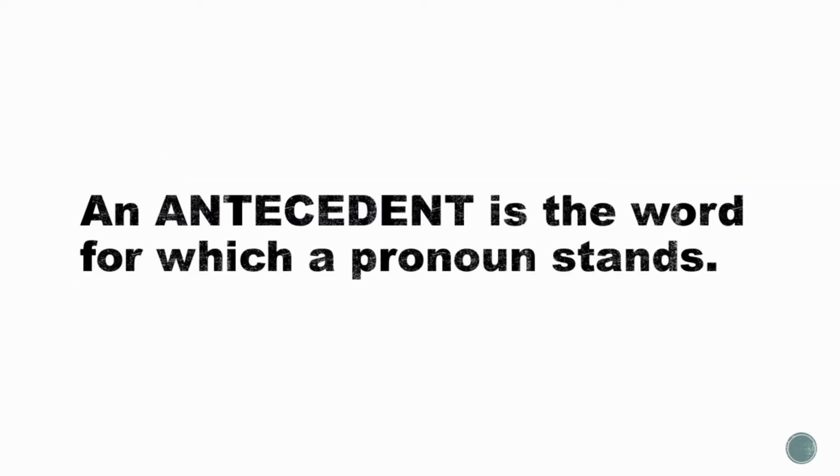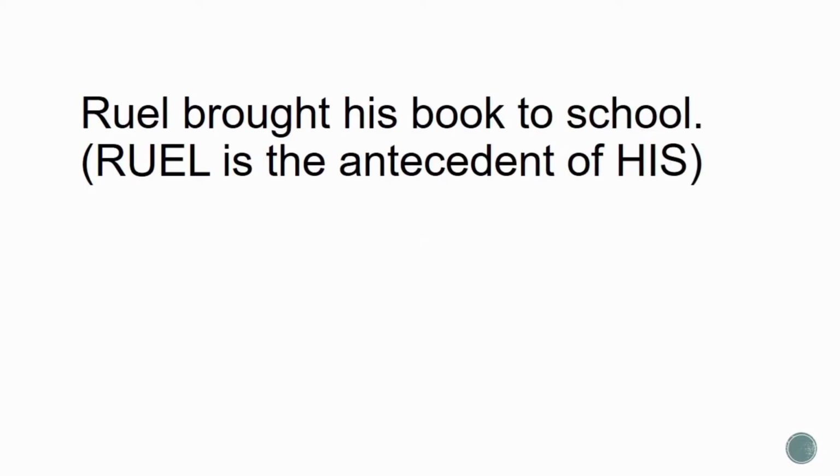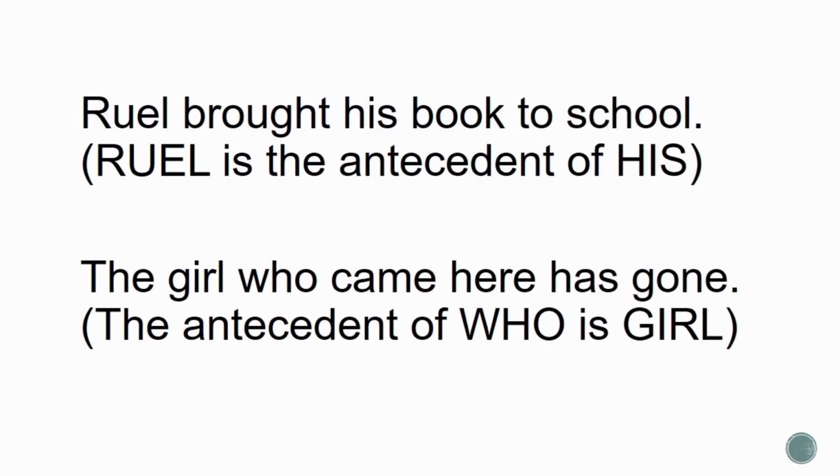An antecedent is the word for which a pronoun stands. Like in this example, Ruel brought his book to school. Our pronoun is his, and his is referring back to Ruel, so Ruel is the antecedent of the pronoun his. Another example: the girl who came here has gone. Our pronoun is who, and who is referring back to girl. So girl is the antecedent of the pronoun who.